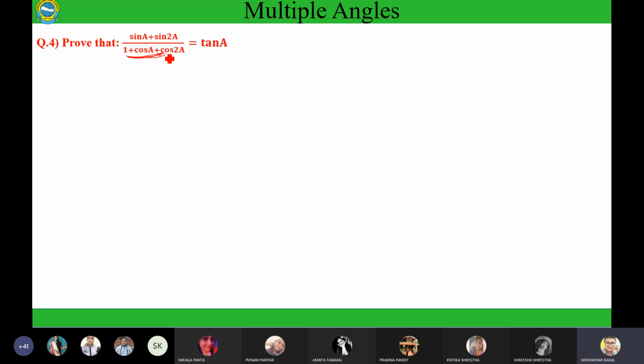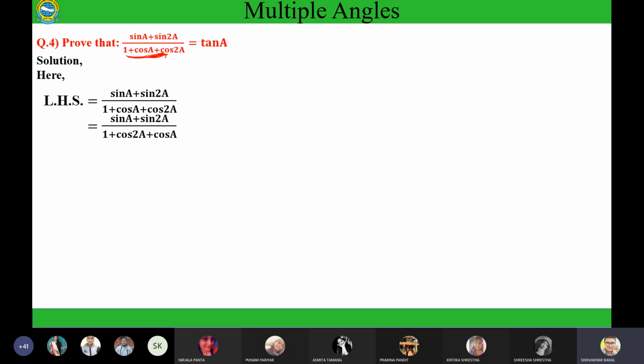So it is sin a plus sin 2a upon 1 plus cos a plus cos 2a. So see here, 1 plus cos 2a यो त एकदम लाल जोडी हो हैन. So we can use this formula here, 1 plus cos 2a, and in the numerator there is sine with the formula, and you will get the result directly. Let me explain it very quickly. Sine a plus sine 2a upon 1 plus cos a plus cos 2a. This is equals to sine a plus sine 2a upon 1 plus cos 2a plus cos a.